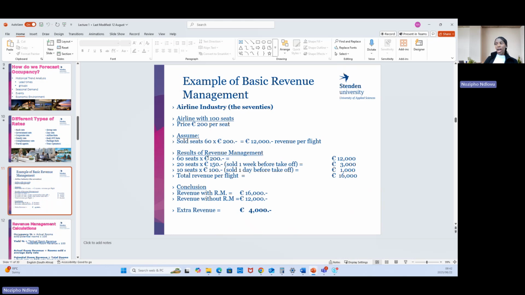So let's look at how we can generate revenue differently, other than just charging 200 for all the seats that we have in our airline. So we have 60 seats, which could have given us 12,000 if we were just offering 200 for each and every seat that everyone books. But you can do it differently. You can say 20 seats, if you book at least 1 week before takeoff, you are going to be charged 150.